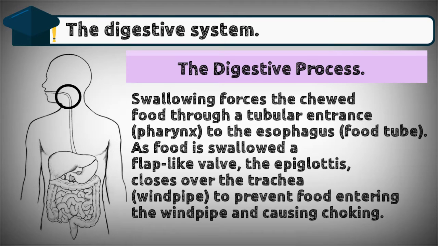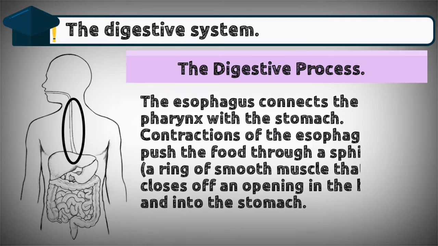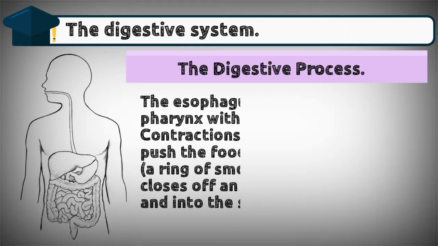Pharynx. Swallowing forces the chewed food through a tubular entrance, the pharynx, to the esophagus, the food tube. As food is swallowed, a flap-like valve, the epiglottis, closes over the trachea, the windpipe, to prevent food entering the windpipe and causing choking. Esophagus. The esophagus connects the pharynx with the stomach. Contractions of the esophagus push the food through a sphincter, a ring of smooth muscle that closes off an opening in the body, and into the stomach.